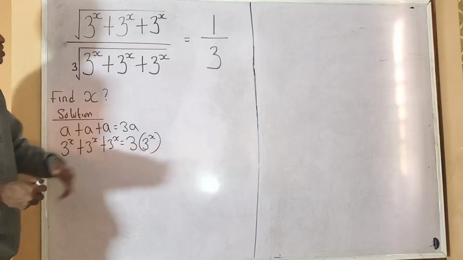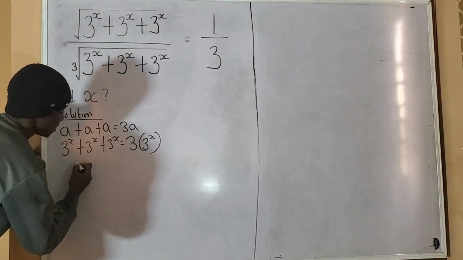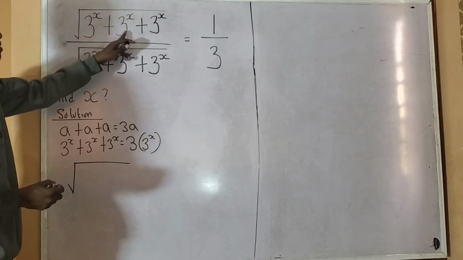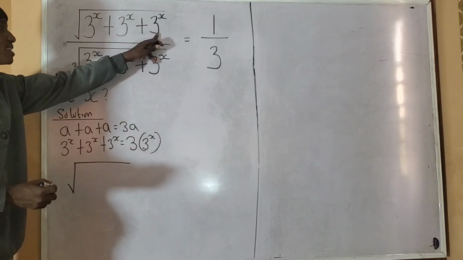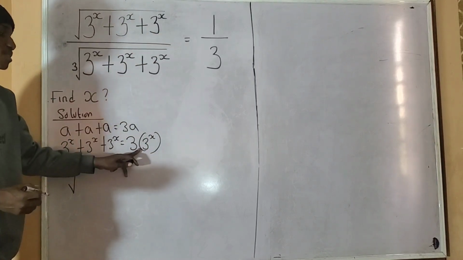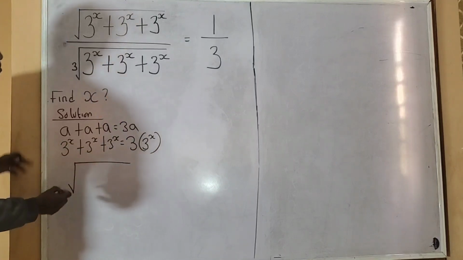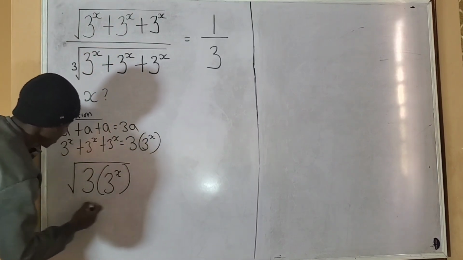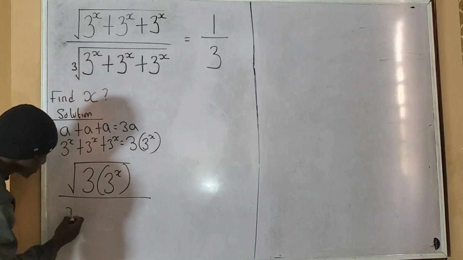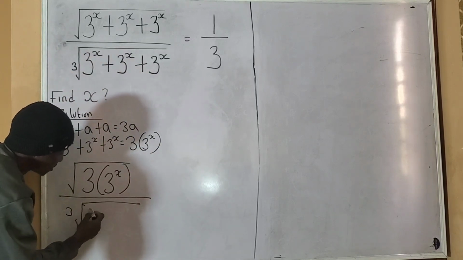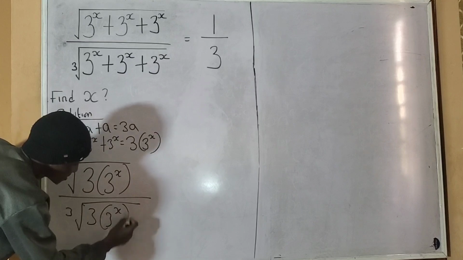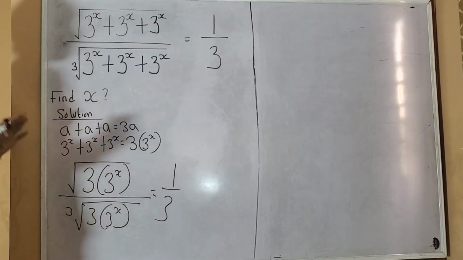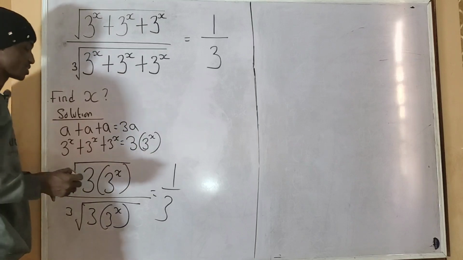Are you following? So for this, I'm going to have the square root of, instead of 3 raised to the power of x plus 3 raised to the power of x plus 3 raised to the power of x, I'm going to replace this as 3 multiplied by 3 raised to the power of x. So I'm going to have 3 multiplied by 3 raised to the power of x, all this divided by the third root of 3 multiplied by 3 raised to the power of x. This will be equal to 1 over 3. Are you following? Okay, please pay attention.